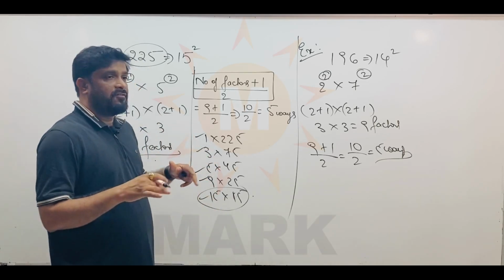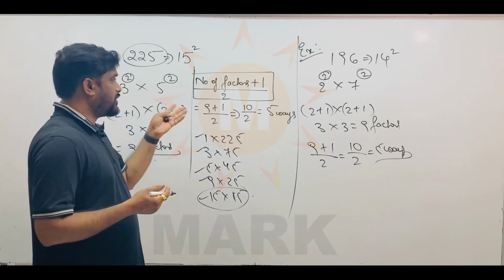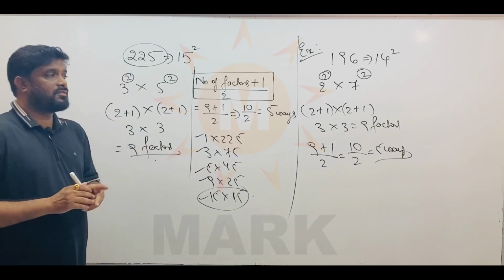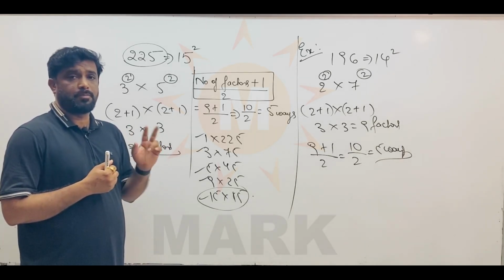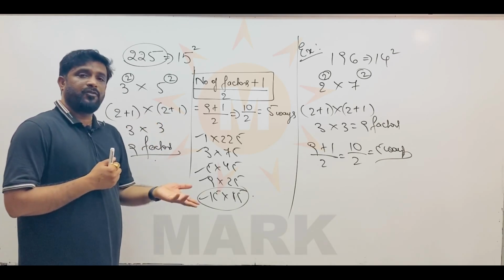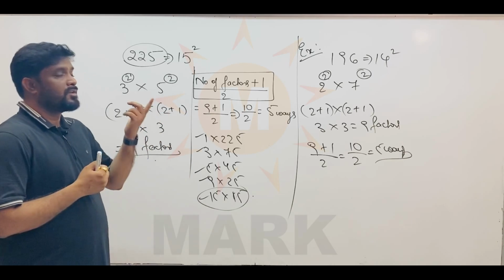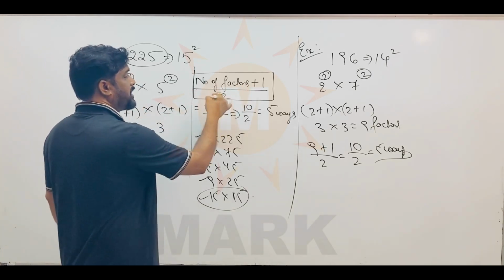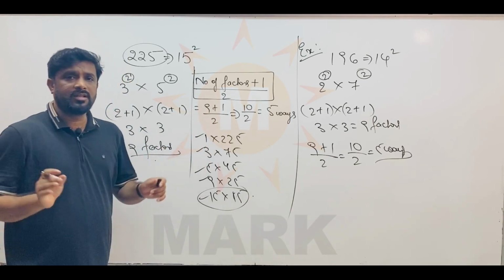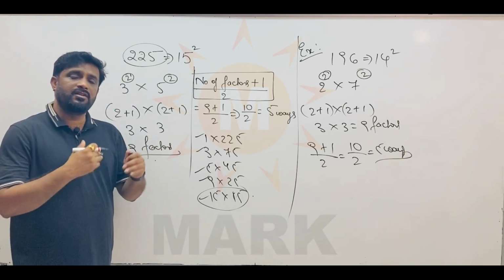So it is not that every time you will get only 5 ways as the answer. I have taken just 2 examples. This is the way we should resolve any given number as a product of two numbers. For non-perfect square numbers also we have seen the case. For perfect squares also we have seen the case: number of factors plus 1, whole divided by 2. The only thing is, first you have to find the number of factors, then everything will go very easily.